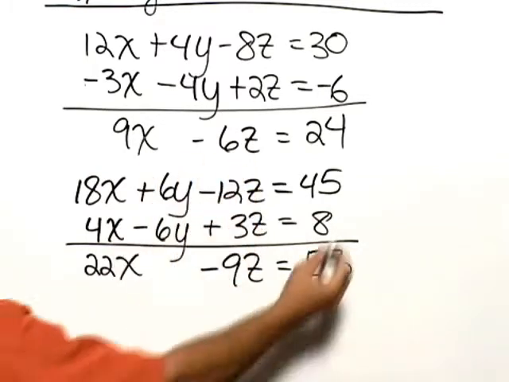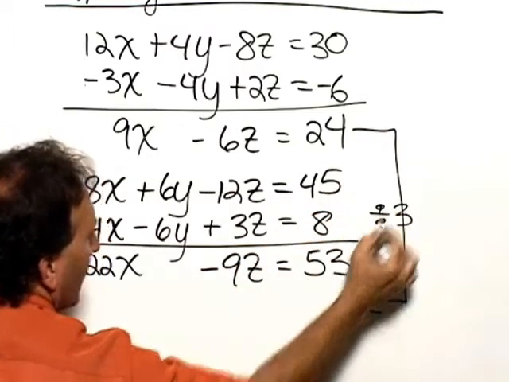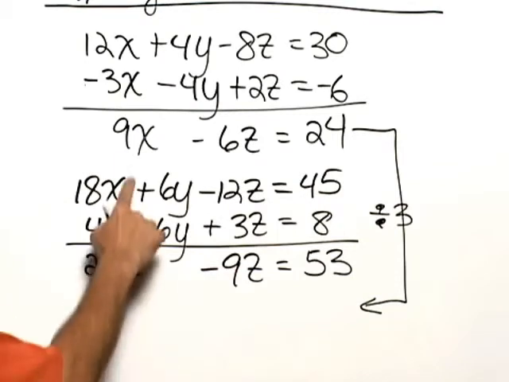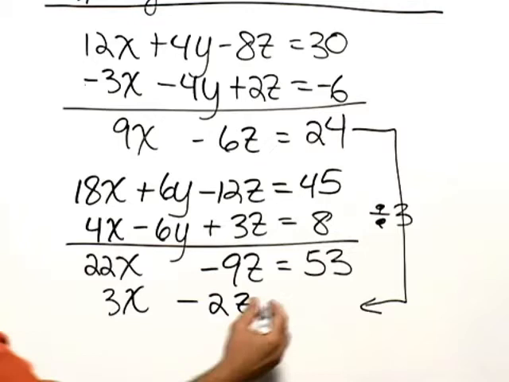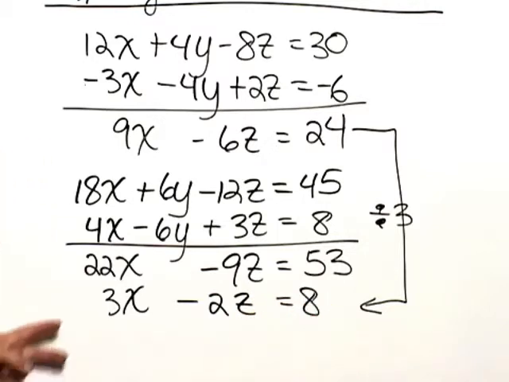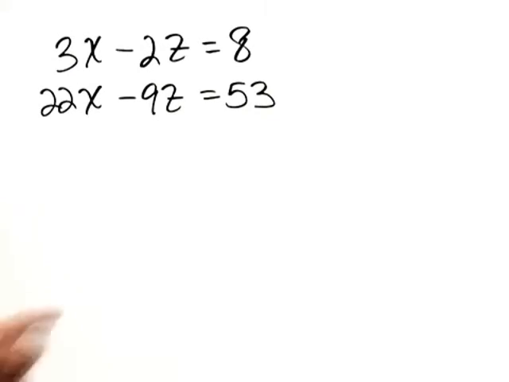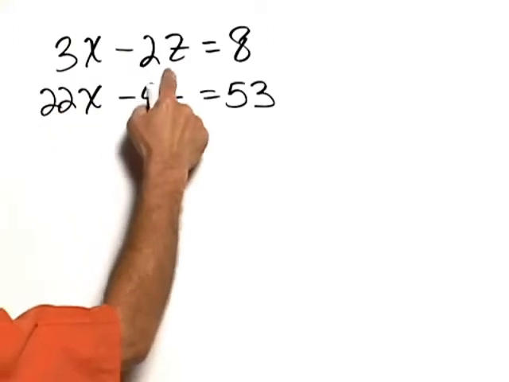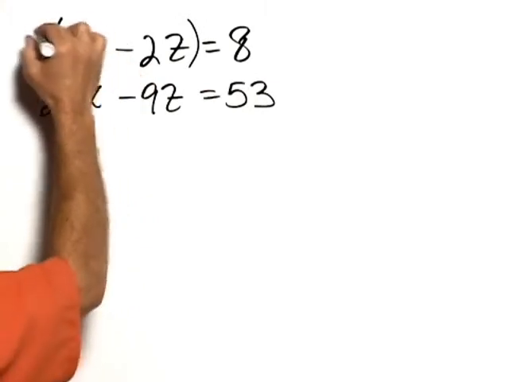But I want to show you something, which is let's take this equation, rewrite it here, but divide both sides by 3. Because 9x divided by 3 is 3x, negative 6z divided by 3 is negative 2z, and 24 divided by 3 is 8. And that makes it a little bit easier now to use those two equations to solve for x and z. So let's eliminate the z. We'll do that by multiplying this first equation by negative 9.